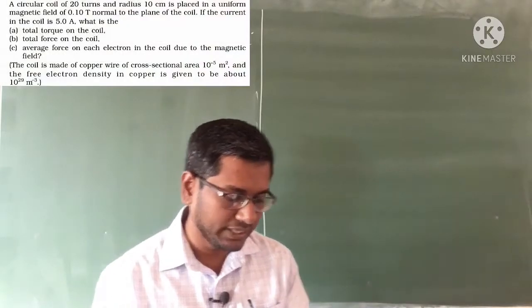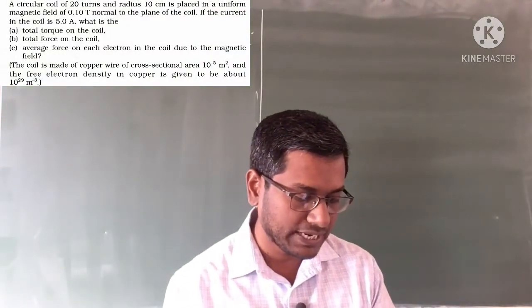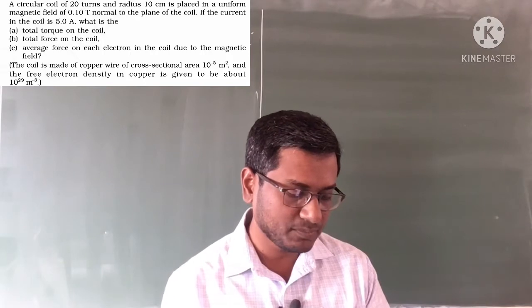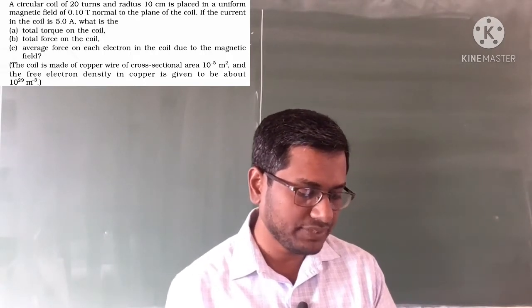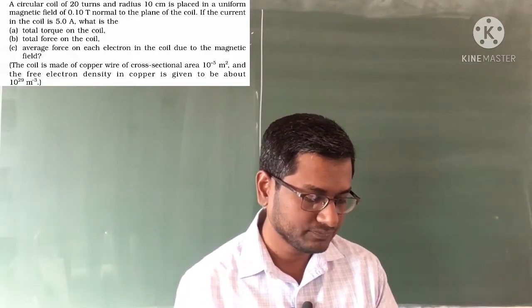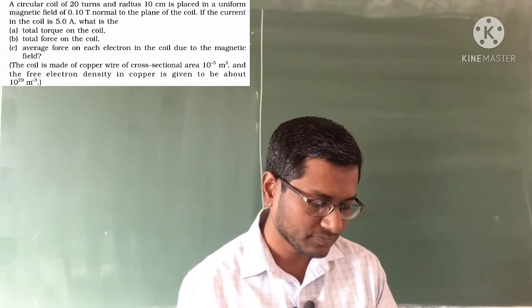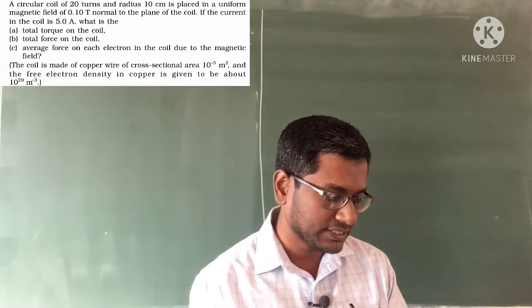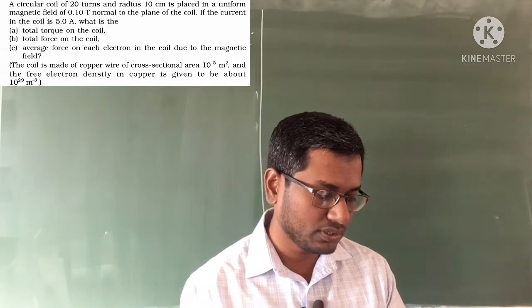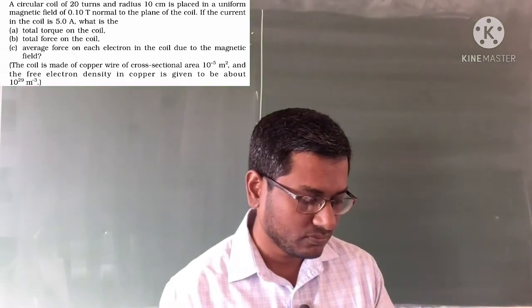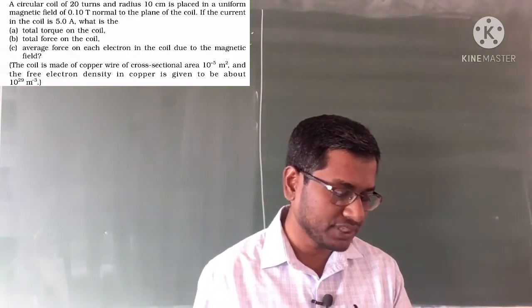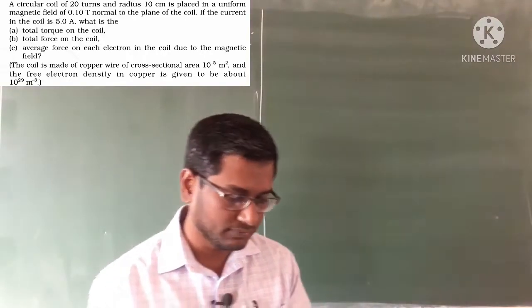A circular coil of 20 turns and radius 10 centimeter is placed in a uniform magnetic field of 0.1 Tesla, normal to the plane of the coil. If the current in the coil is 5 ampere, what is the total torque on the coil, total force on the coil, and average force on each electron due to the magnetic field?